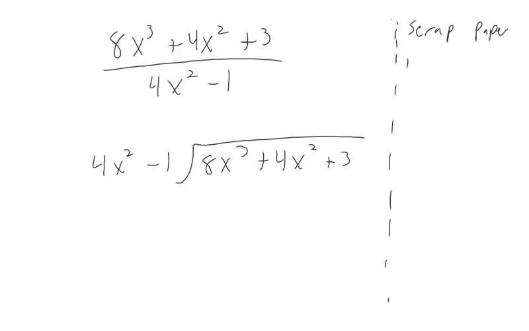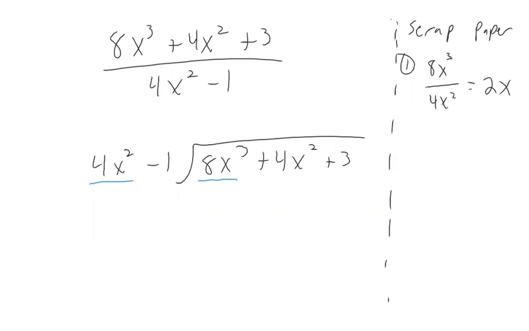And so what I do is the first step of my scrap paper is I take the first term of the numerator and I divide it by the first term of the denominator. So I have 8x cubed all over 4x squared, which gives me 2x, right? 8 divided by 4 is 2. X cubed divided by x squared, you subtract the powers, and I get an x.